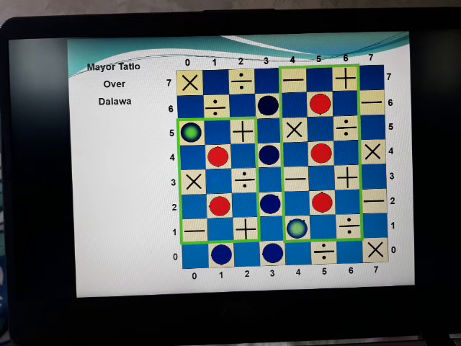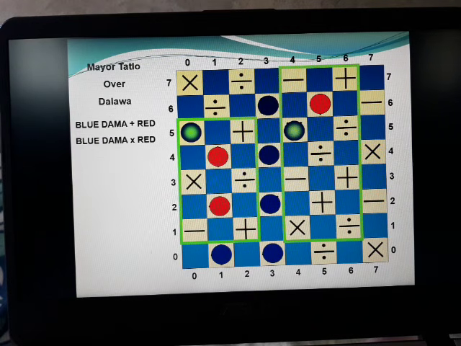Next one, mayor tatlo over dalawa. Here, a Dhamma takes 3 chips, blue Dhamma plus red, blue Dhamma times red, then blue Dhamma plus red.